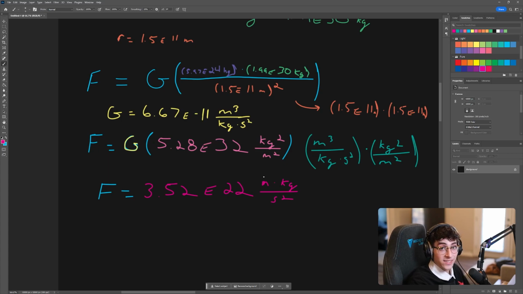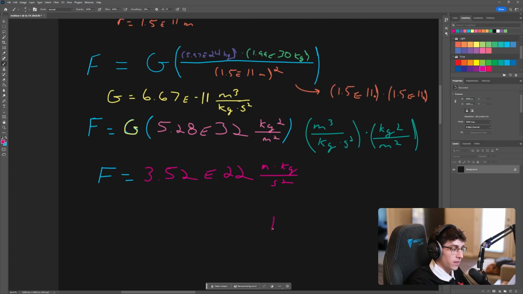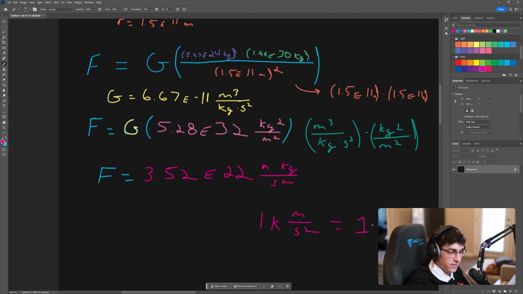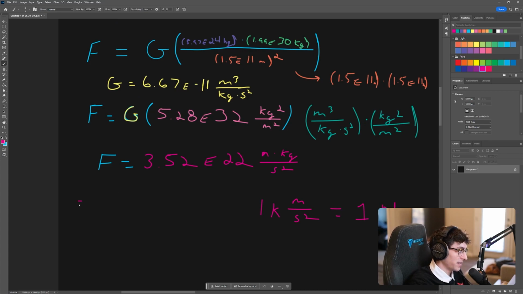And you may have noticed that these units are pretty familiar, maybe not. It's fine if they're not, don't worry. Kilogram times meter over seconds squared, which is the exact same as this, is actually equal to 1 Newton. So 1 kilogram times meter over seconds squared is equal to 1 Newton. So the actual final answer, this is correct still, but we want to simplify these units, is going to be 3.52 times 10 to the 22nd newtons.